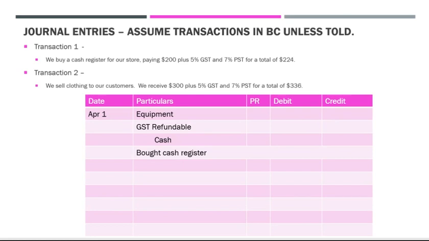Finally, cash. So if we're going to enter in the numbers, the equipment is not $200. We have to add in the PST to this amount. So it'll be $214. 7% of 200 is $14. GST refundable, 5% of 200 is $10. And cash is the total amount we paid for everything, $224. So keep in mind, PST, when we buy things as a business, goes into the asset or into the expense.